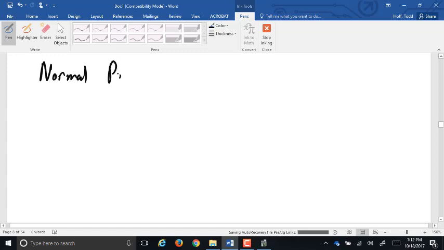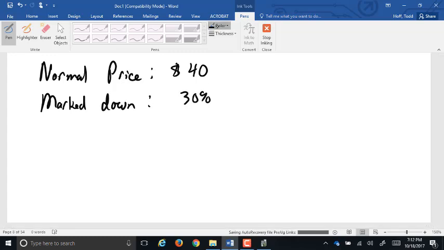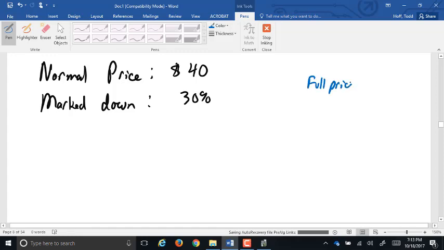So normal price of an item is $40. It is marked down 30%. There are several ways we could look at this. One would be to do a chart just like we did before. Full price minus our markdown equals sale price.